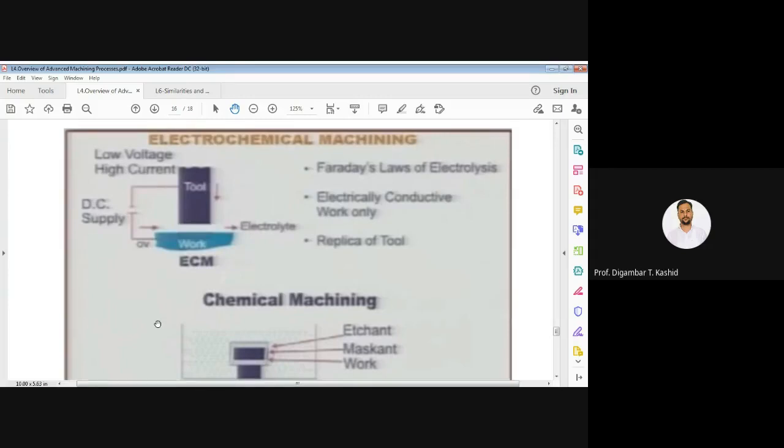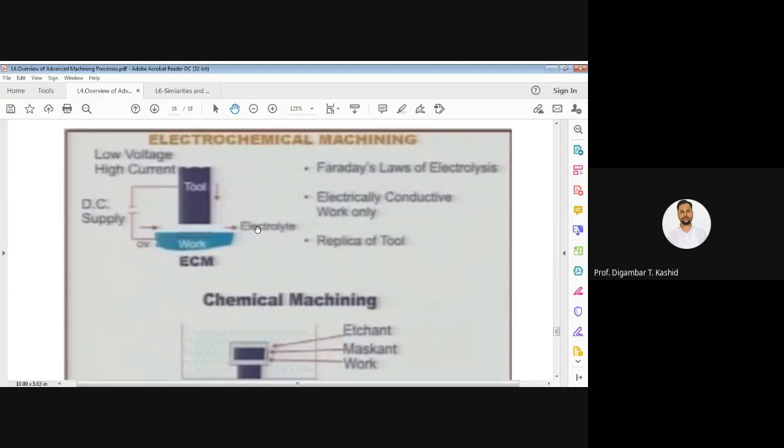Now, between the tool and workpiece we flow the electrolyte. Electrolyte is a solution of our normal salt, NaCl, which we mix with water. So electrolyte means NaCl plus water, and in advanced machining language it is called electrolyte. We have to flow it between our tool and workpiece, where there is always a small gap.